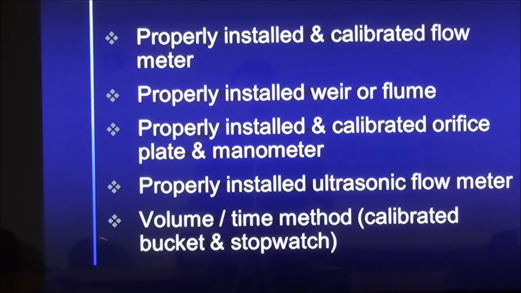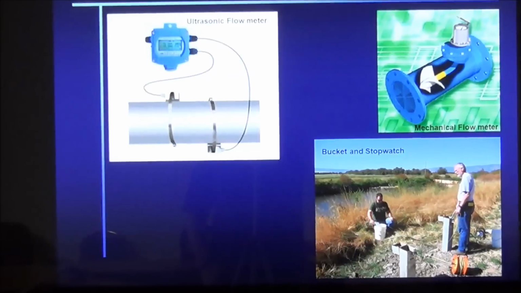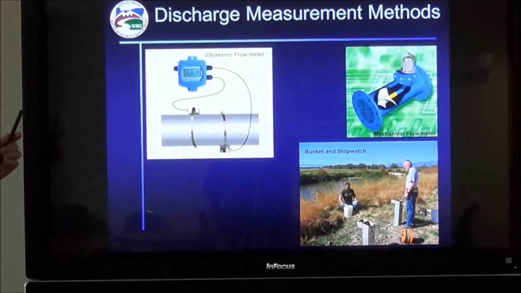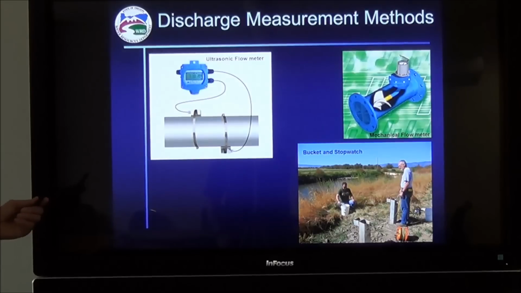An ultrasonic flow meter, you may see some of those. And then finally, if you have a low volume, low producing well, a volume and time method. Essentially a calibrated bucket and a stopwatch. Here's some picture examples of what I'm talking about.